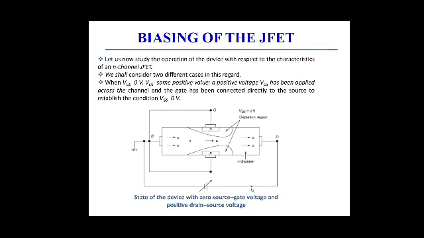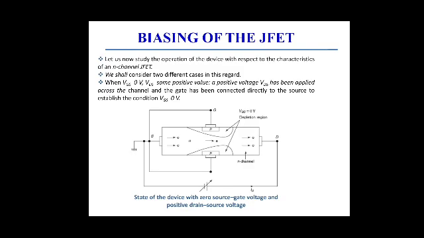In the previous class we saw the construction of the JFET. We discussed FET, compared it with BJT, and saw the advantages of FET. We also saw the construction of the JFET and the symbols used to represent an N-channel JFET and a P-channel JFET.